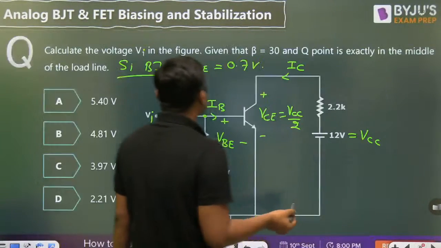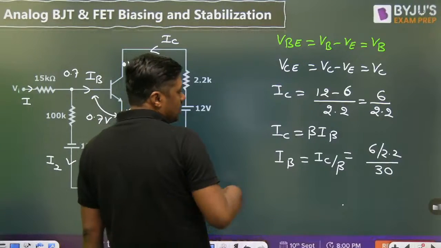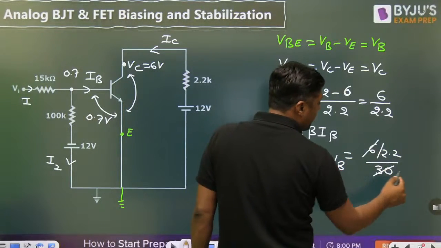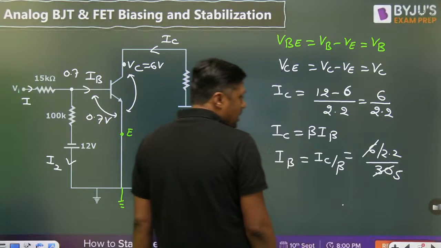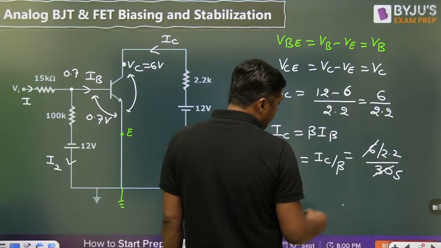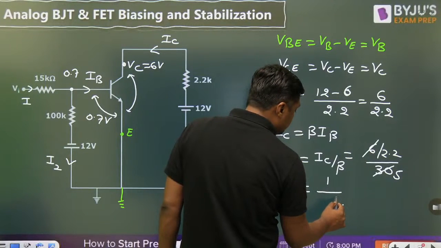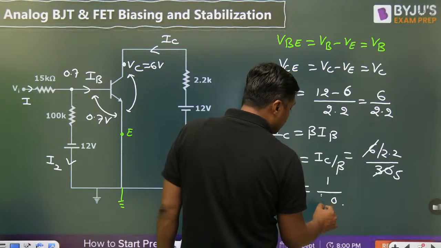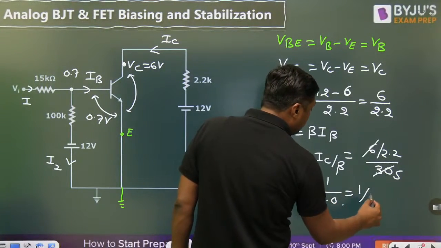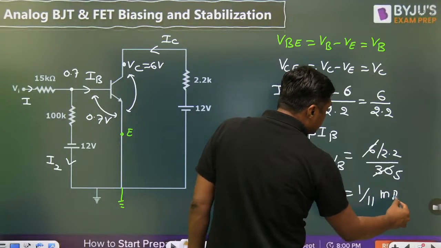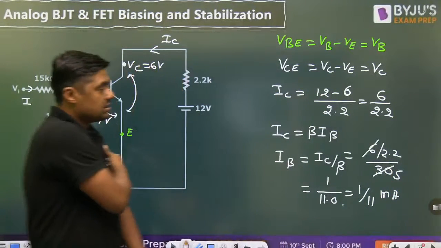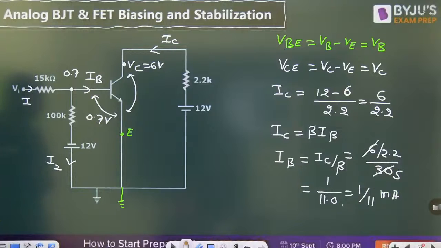What is the value of the beta? That is nothing but 30. So this will become 5, and you can multiply it and you can get the value. You can use your calculator also. 11. That is nothing but 1 by 11 milliampere. Please check my calculation. Yes. This is the 1 by 11 milliampere. This is the value of IB.